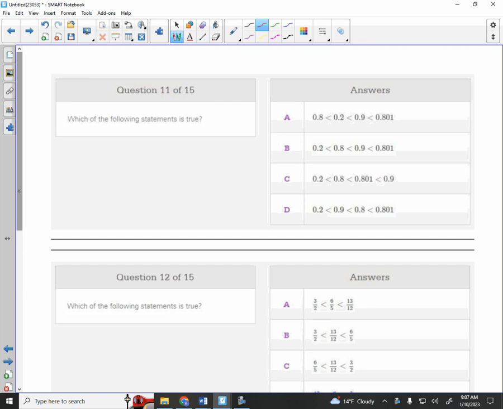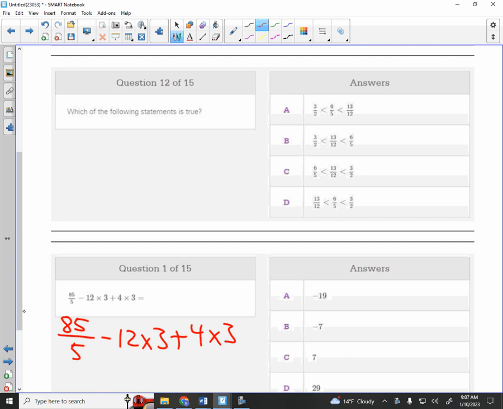All right, here we go. Which of the following statements is true? I know that that's not the smallest one. 0.2 is the smallest one, so this one's gone. 0.8 is smaller than that, but nope, 0.9 should not be there. Looks like this one is the correct one. Letter C. Which of the following statements is true? Again, I'm looking for the smallest one, and 13/12 is the smallest one. 6/5 is not, because that'll be 1 1/5, whereas 13/12 is 1 1/12. And a 12th is smaller than a 5th. So that's not right. It's that one, letter D.